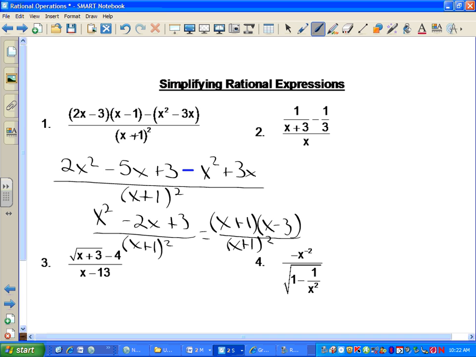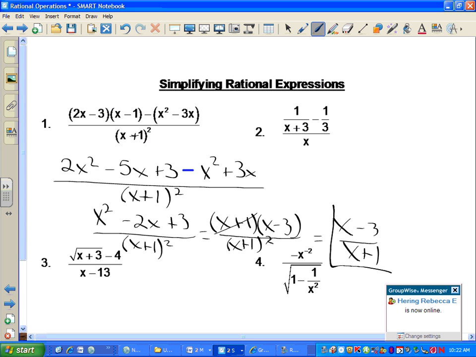Now, if you notice, you can reduce. So we must factor the top if it's factorable to see if it reduces. And it does. This goes away with one of these. So my final answer is x minus 3 over x plus 1. If you didn't reduce this and you stopped over here, you would get points off for not being fully reduced. So the final reduced answer is x minus 3 over x plus 1.